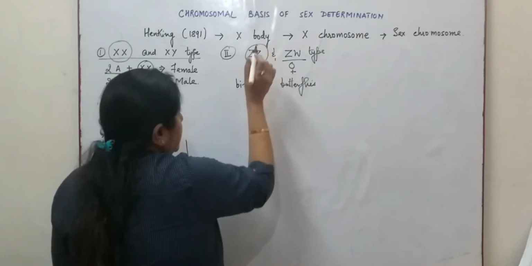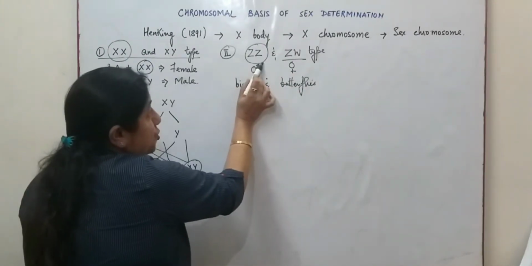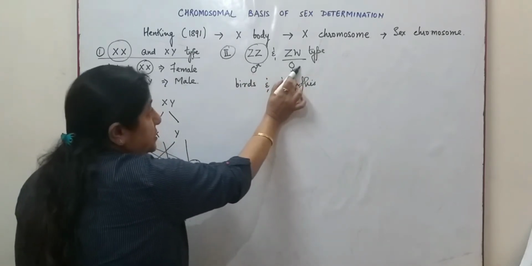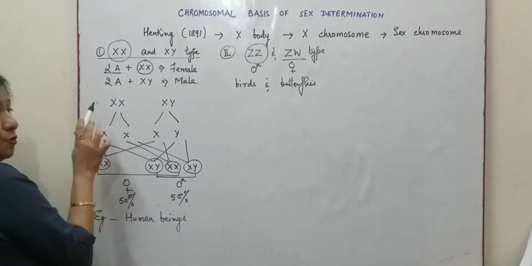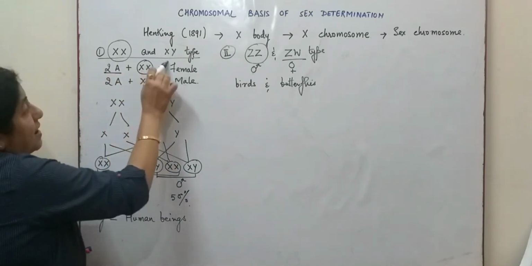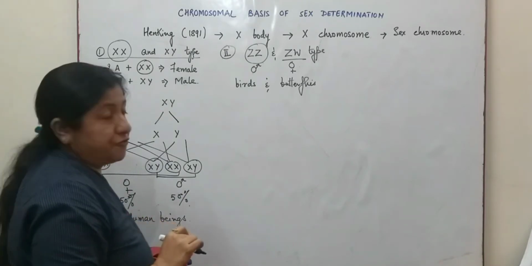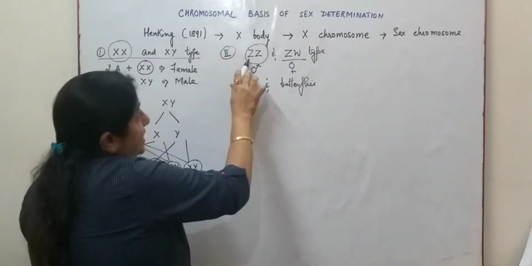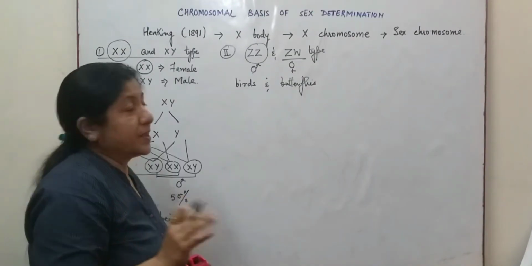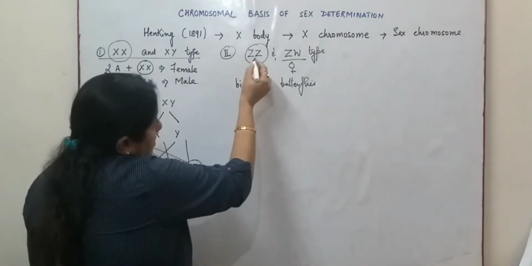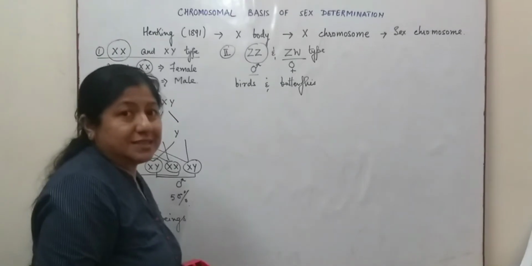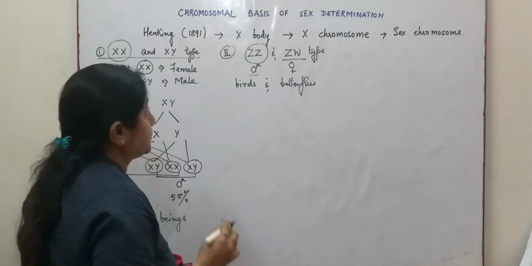So over here the male shows homogamy, whereas the female shows heterogamy, and in the case of human beings, the female shows homogamy and the male shows heterogamy. Now here ZZ and ZW is a situation where homogamy is seen in males and heterogamy is seen in females.